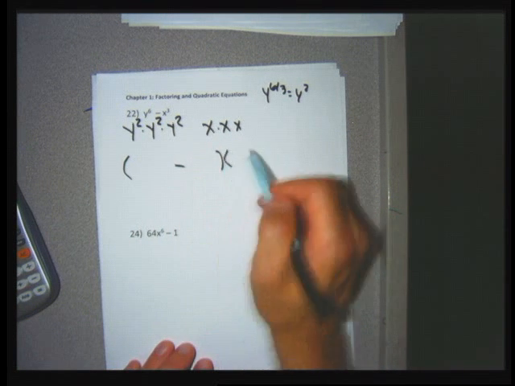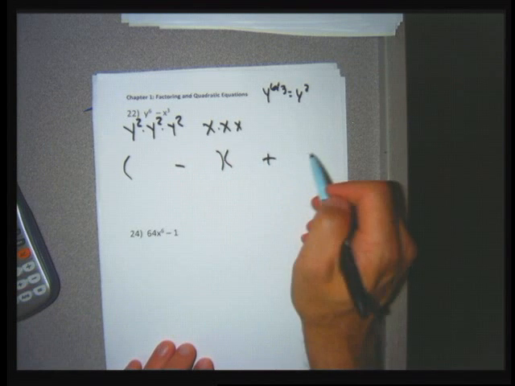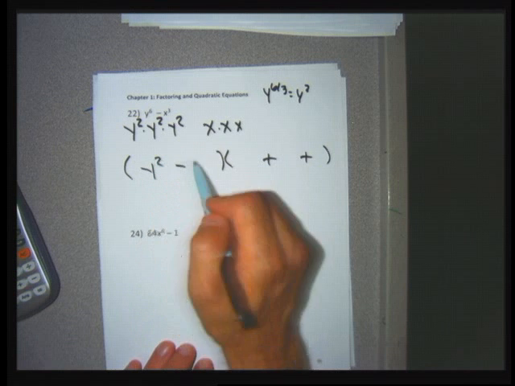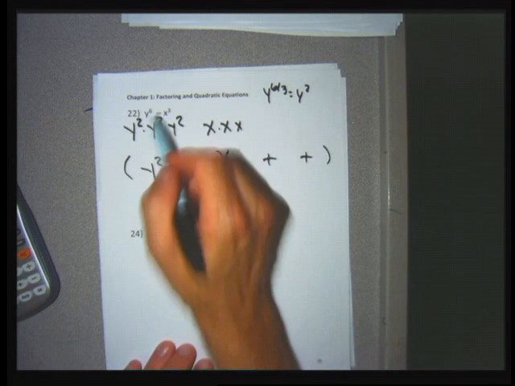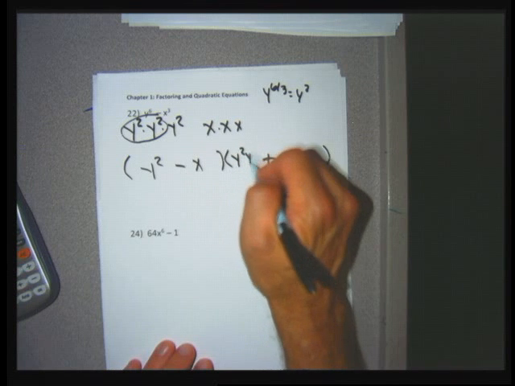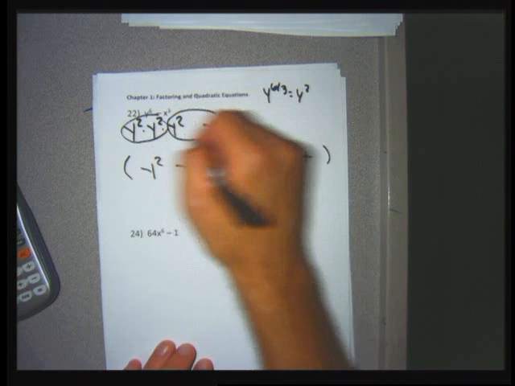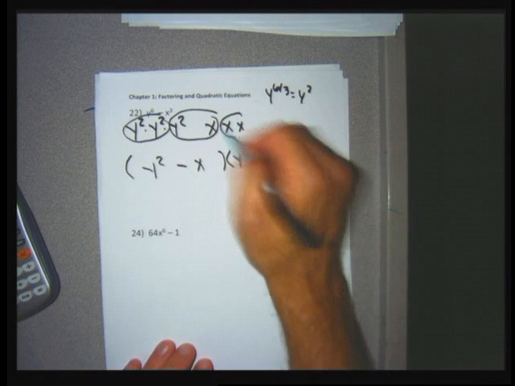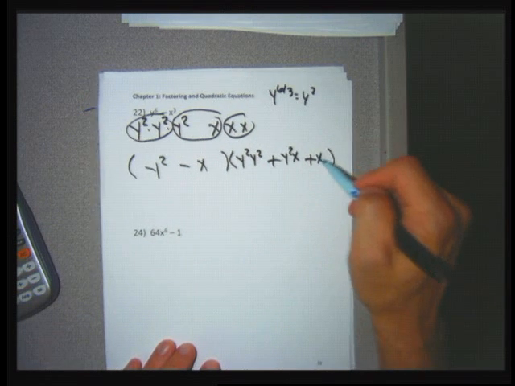Signs go first: minus, which is the same sign as the original minus, and then the opposite of a minus, and then a plus. First parentheses, one of each: a y squared minus x. Second parentheses, first pair, y squared times y squared. Second pair, y squared times x. Third pair, x times x.